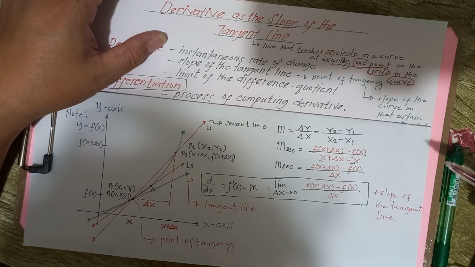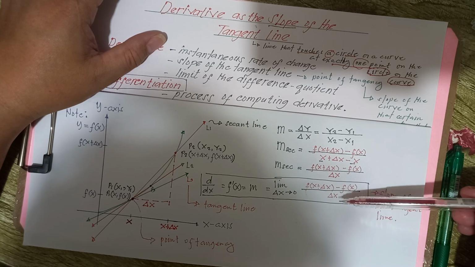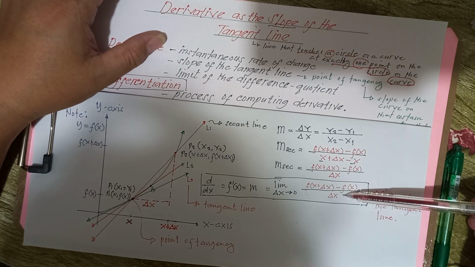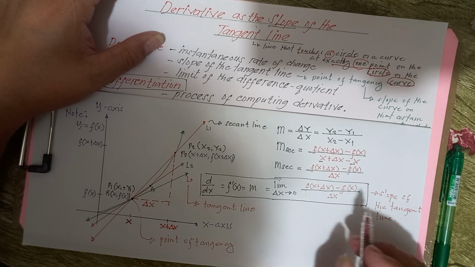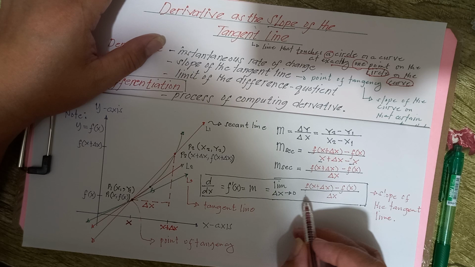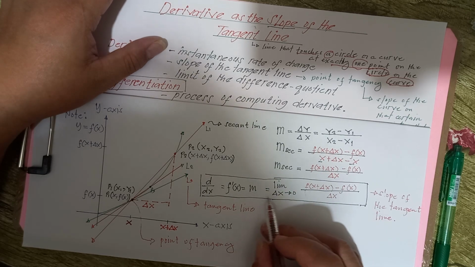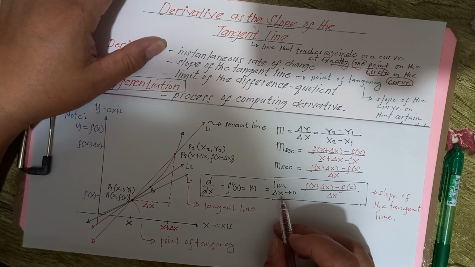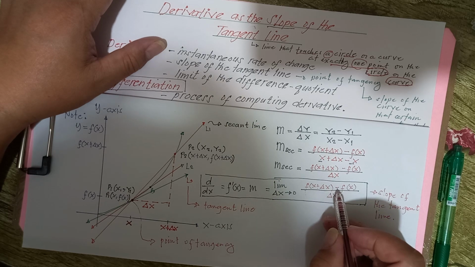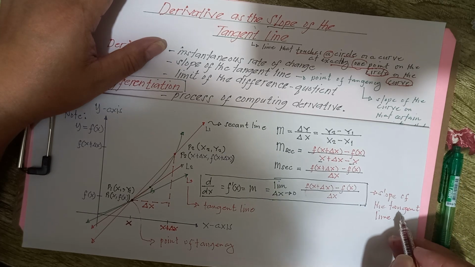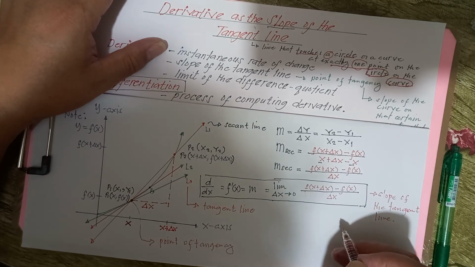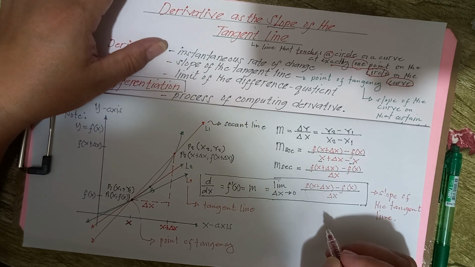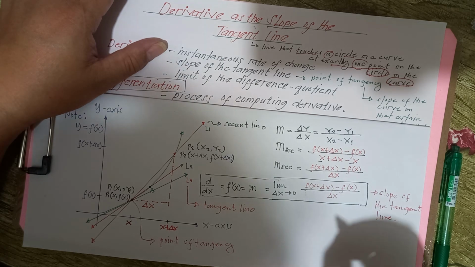So that if we consider this the slope of the tangent line, the limit as x approaches 0 of f of x plus change of x minus f of x over change of x to be the slope of the tangent line, then it will follow that this must be the slope of the curve on that certain point called the point of tangency.